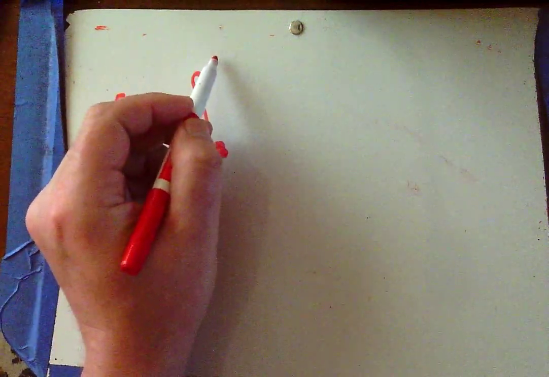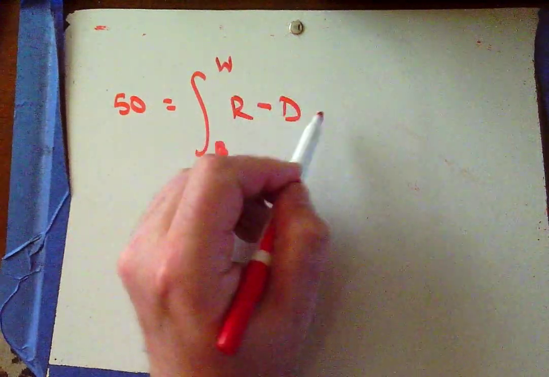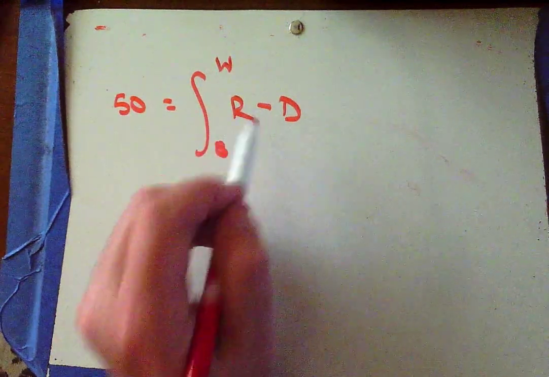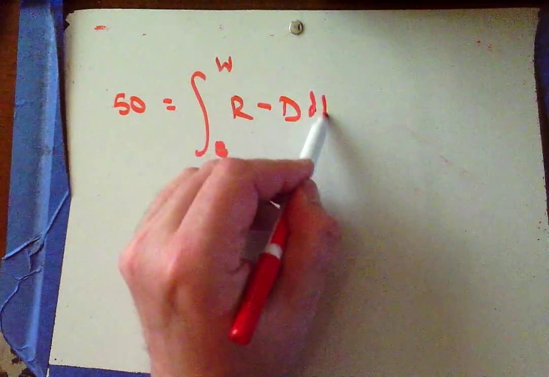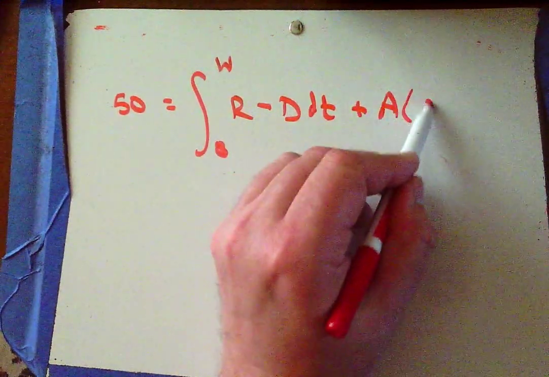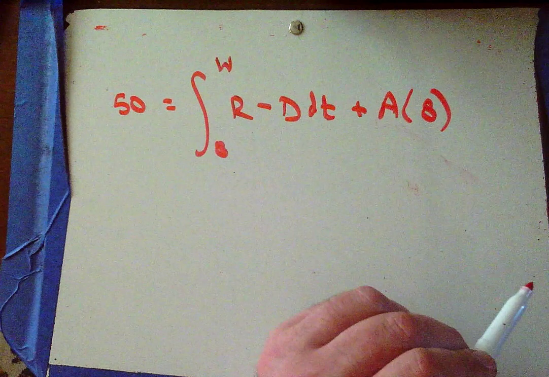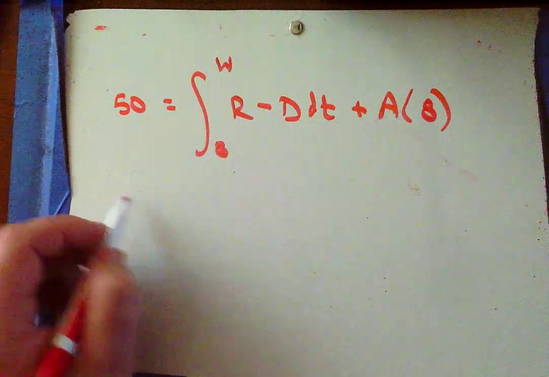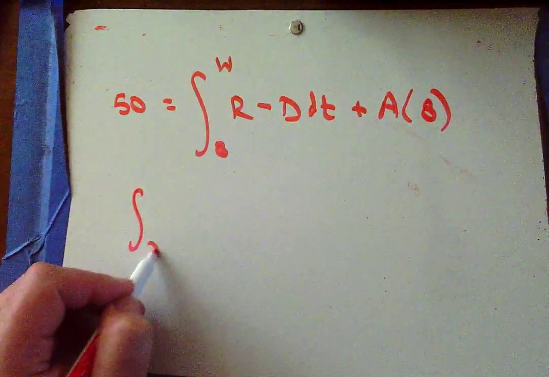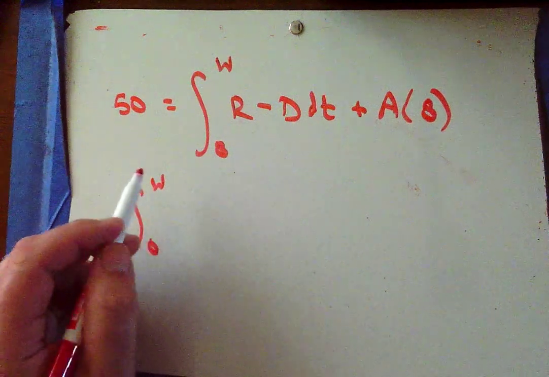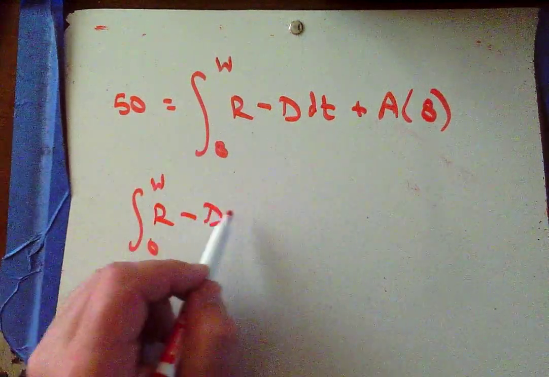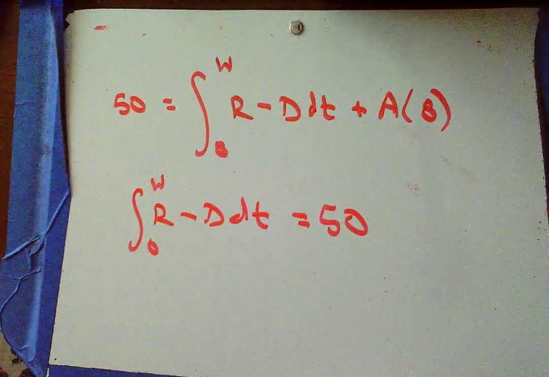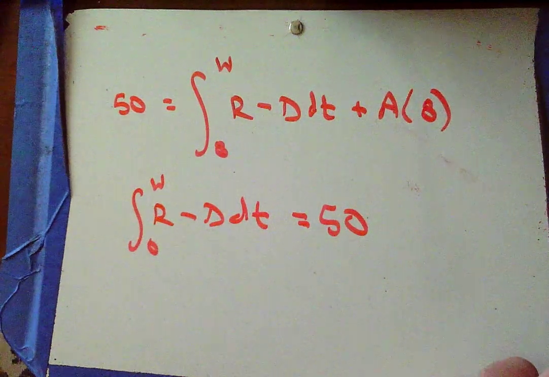From 8 to w of r minus d, but that doesn't take into account how much is already in there at time equal to 8, so we would not need to add a of 8 to this. Right, because we're thinking about doing the integral from 0 to w of r minus d dt equals 50. I guess we could just do that, because they both flow in at the same amount.